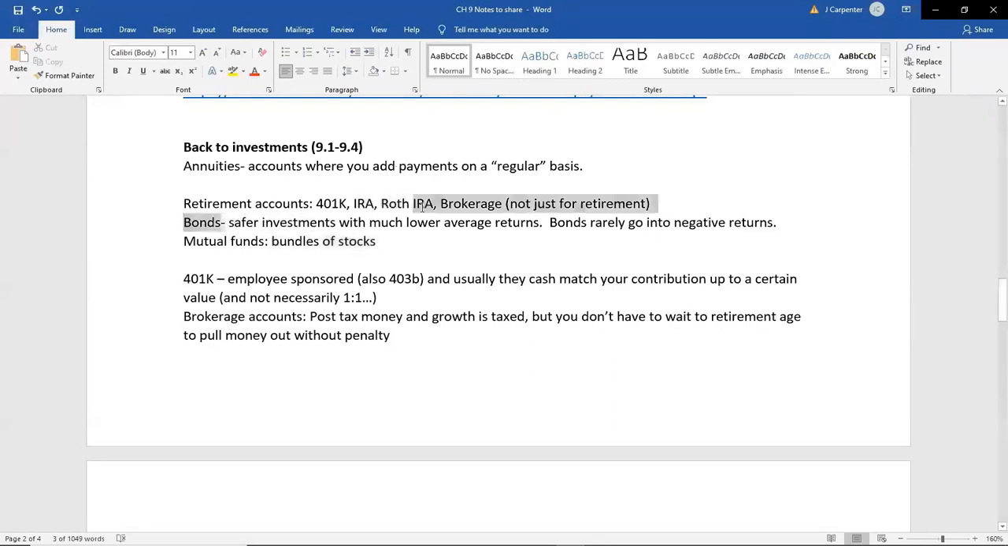Bonds are your safer investments, which have much lower average returns. Bonds are money that you're lending someone else. Well, you go, well, isn't everything else pretty much the same? Yes, but in most cases, bonds are where you're lending the government money. So government issued bonds, and a lot of people think, all right, well, I got to go to the bank and buy this piece of paper. No, you can actually buy these through your retirement accounts as well.